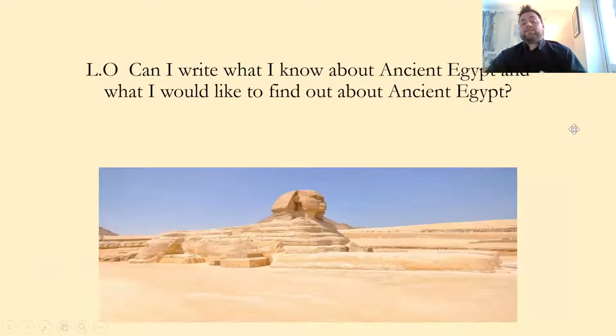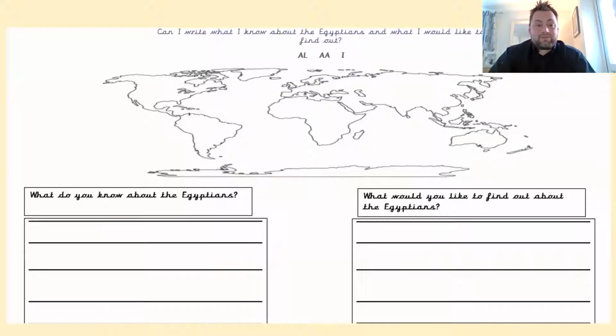But what you're going to do is complete your cold task today, and you're going to write about ancient Egypt and write down what you would like to find out about ancient Egypt as well. You may know a great deal already, you may not know as much, but just write down as much as you can and post it up onto Tapestry.